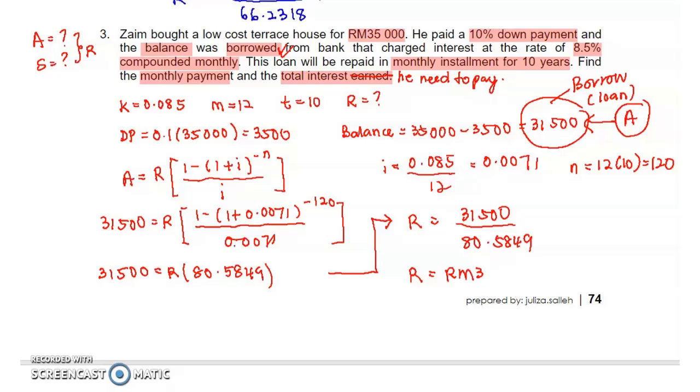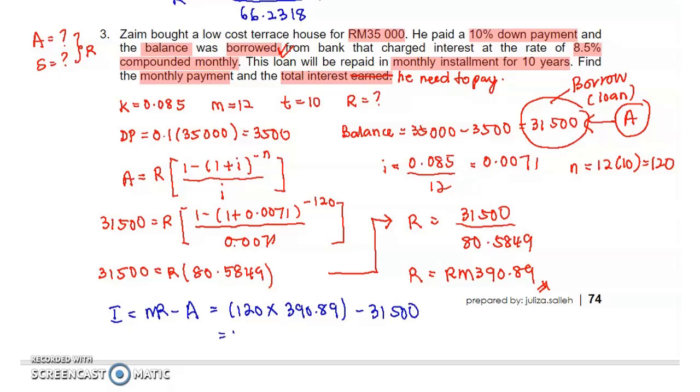So here every month you need to pay 390 ringgit 89 cents. Okay, then interest that he needs to pay I equals n times R minus A, because now we are based on present value. So n is 120 times R 390 ringgit 89 cents minus A 31,500. So the interest is RM15,406 ringgit 80 cents.